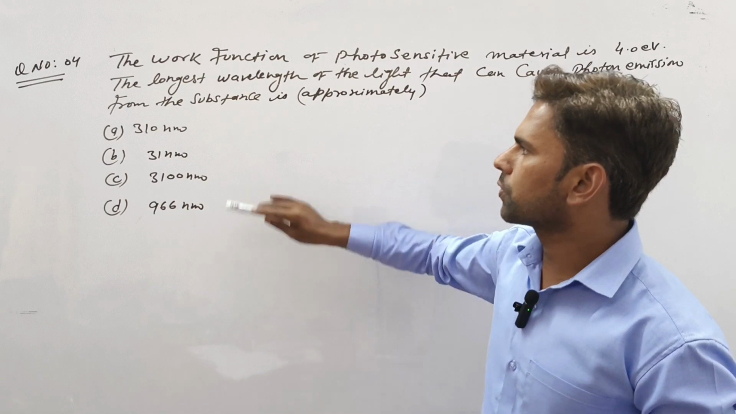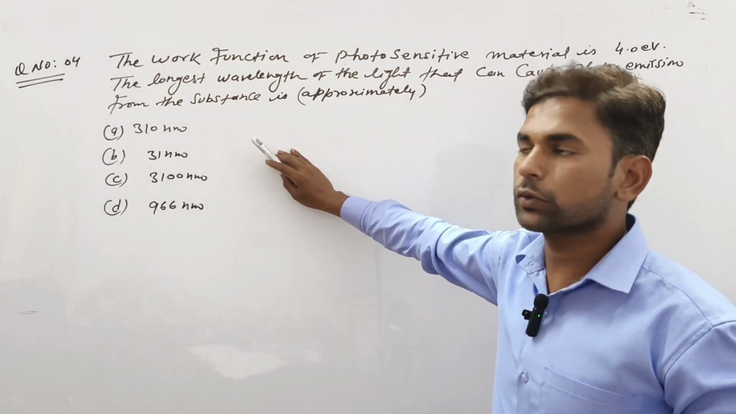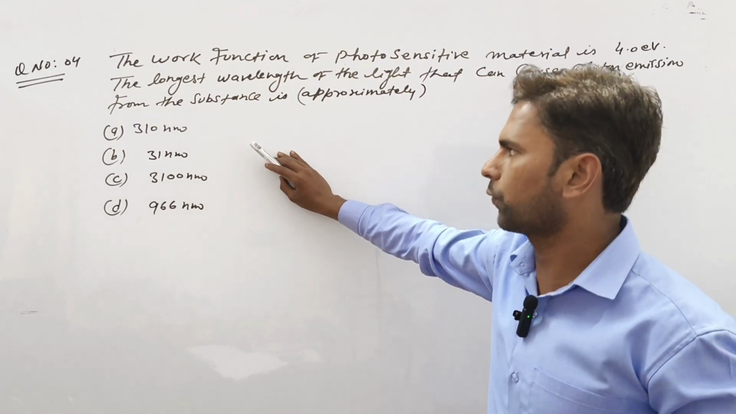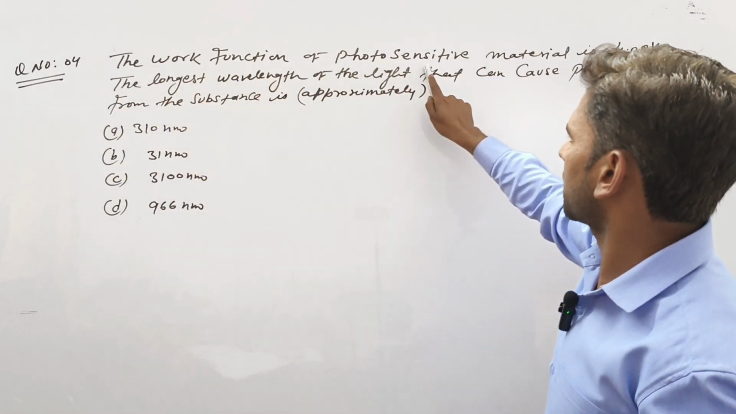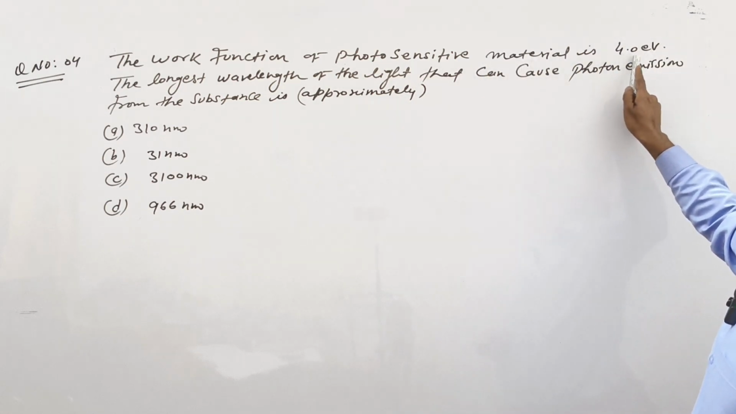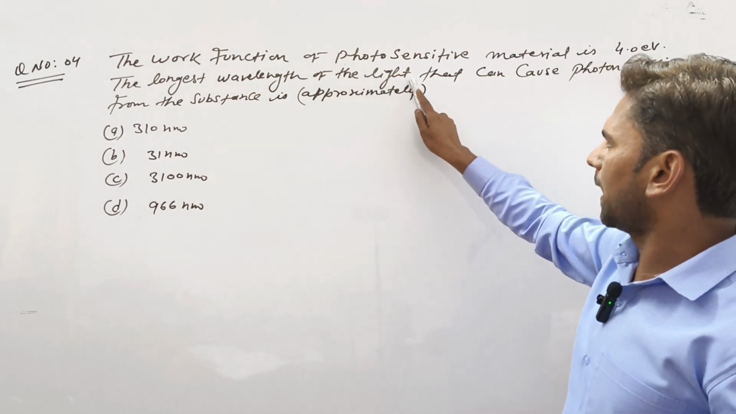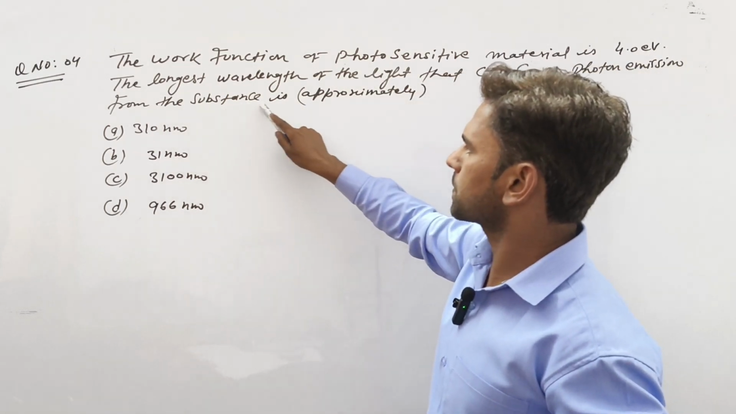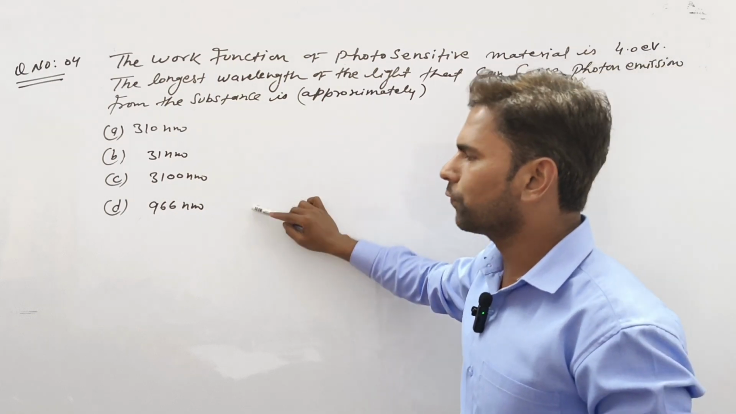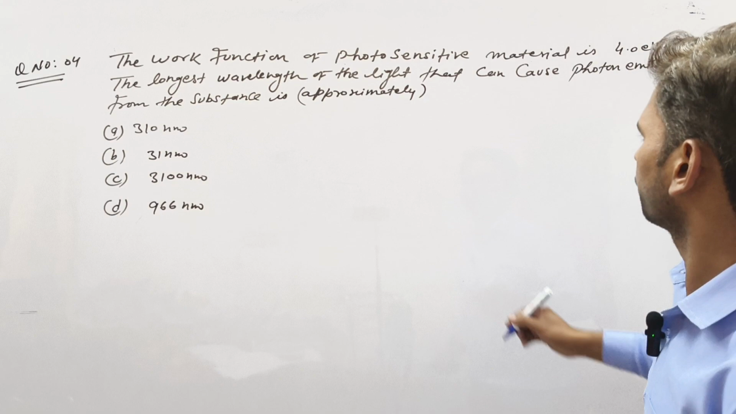Now we are going to solve question number 4 from the same chapter. This question is also an important question, so please read it carefully. Question number 4: the work function of a photosensitive material is 4.0 electron volt. The longest wavelength of the light that can cause photon emission from the substance is. They have given 4 options. We will see which option is correct after solving this problem.